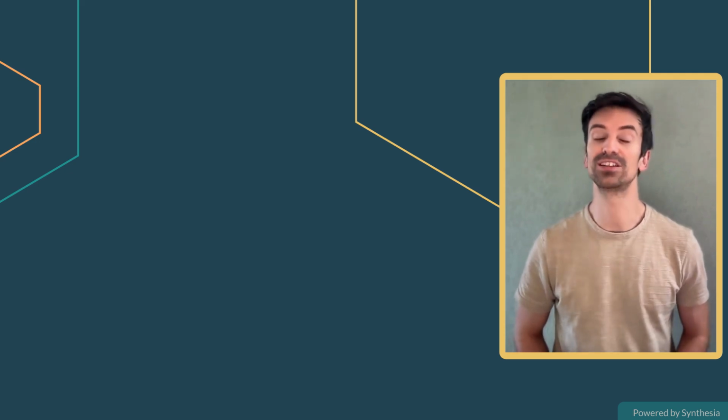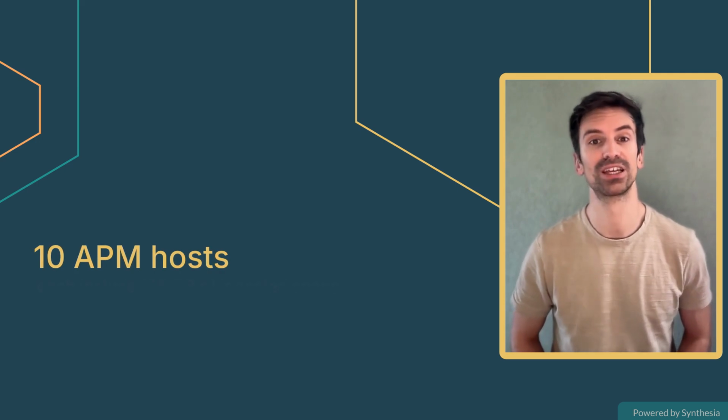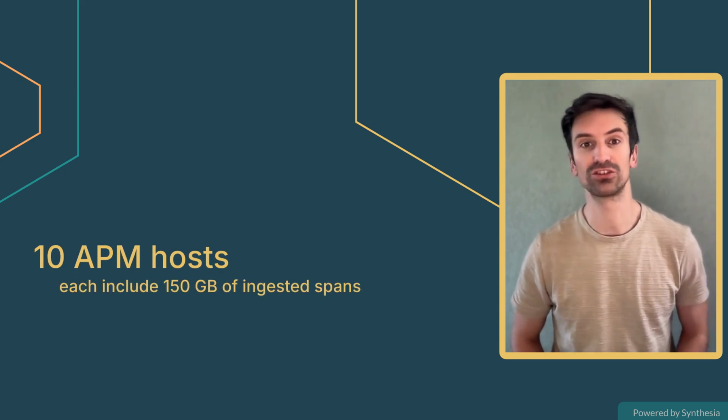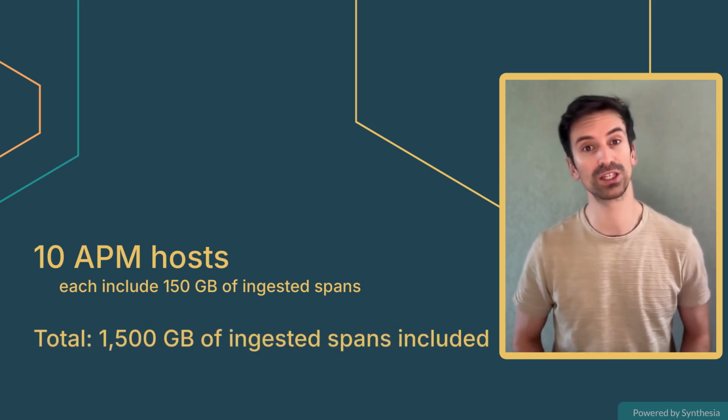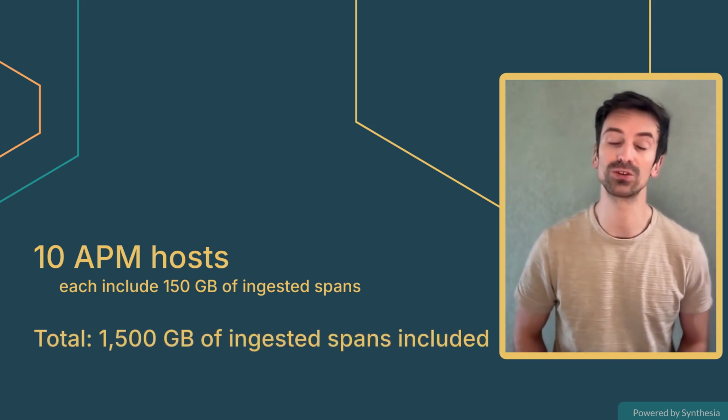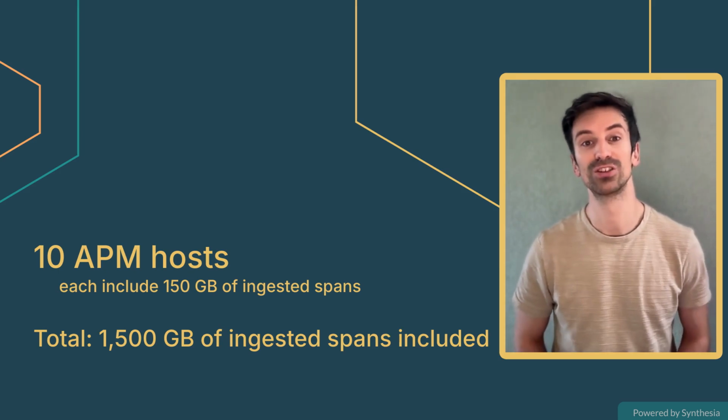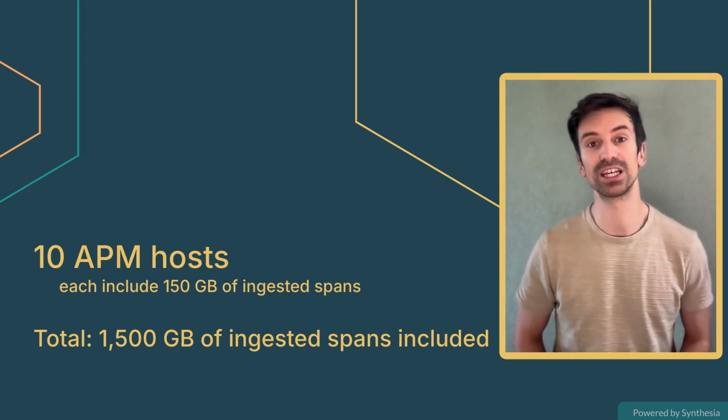Now, this quota isn't tied to a specific host. Let's say you have 10 APM hosts active this month. That gives you a shared quota of 1,500 gigabytes of ingested spans in total. It doesn't matter which host generates the data, they all contribute to the same overall quota.